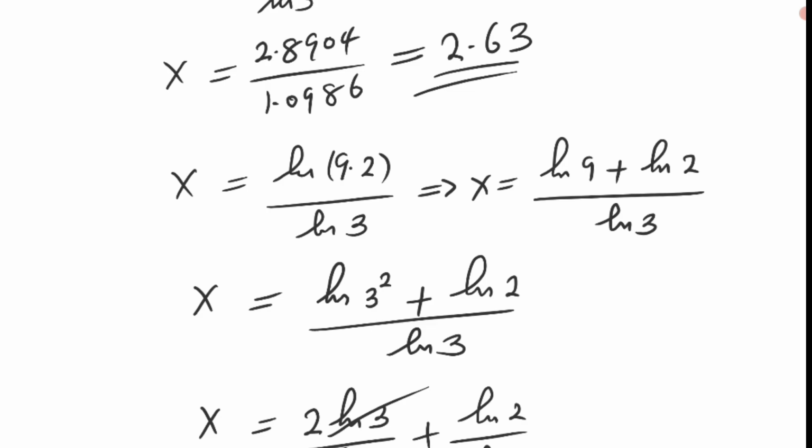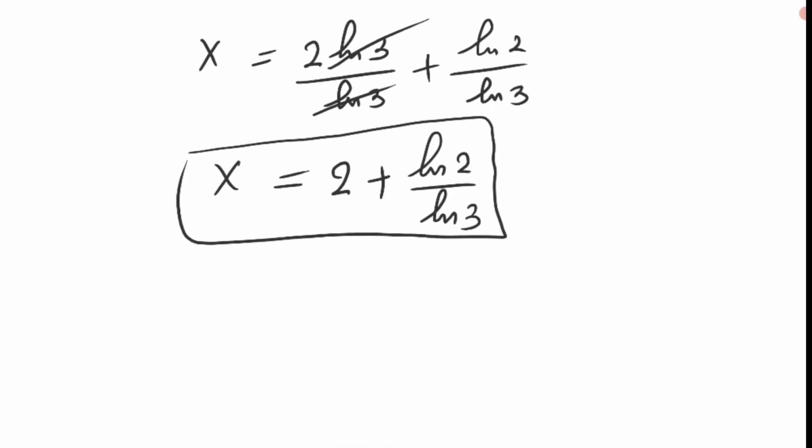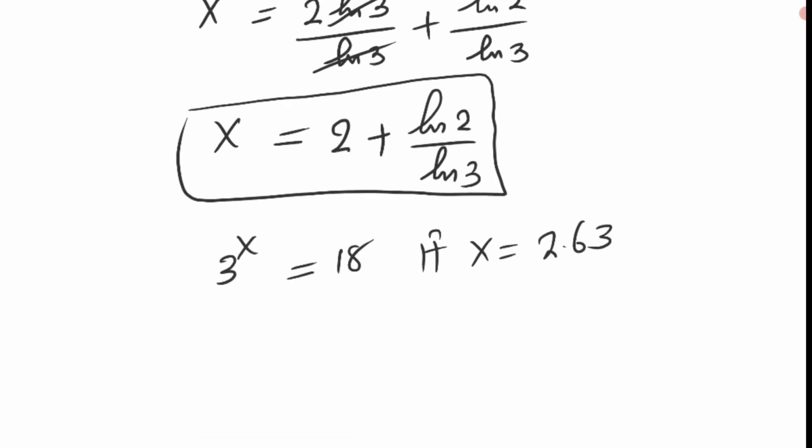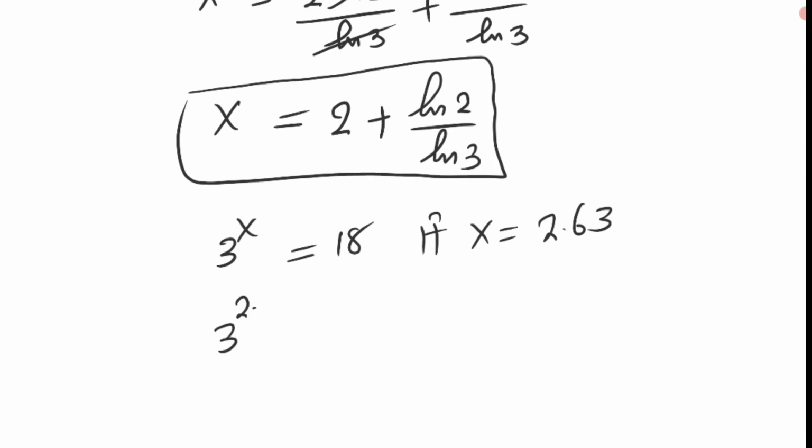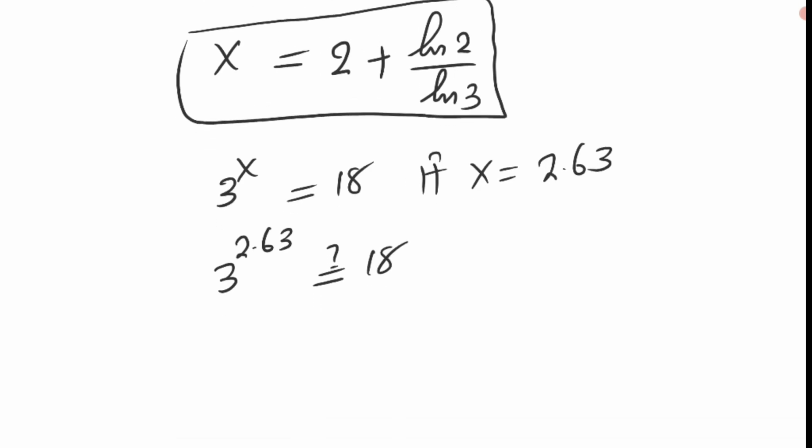Now, let us confirm our answer using this 2.63, which is the value of s using calculator. We have 3 raised to power s is equal to 18. If s is equal to 2.63, then 3 raised to power 2.63 must be equal to 18. Then 3 raised to power 2.63 is 17.98, which is approximately equal to 18. Therefore, the left hand side, 18, is equal to the right hand side, 18, which is true.